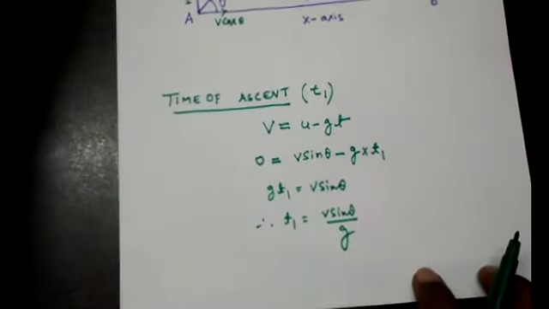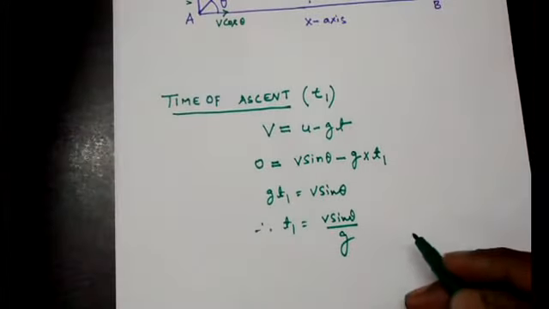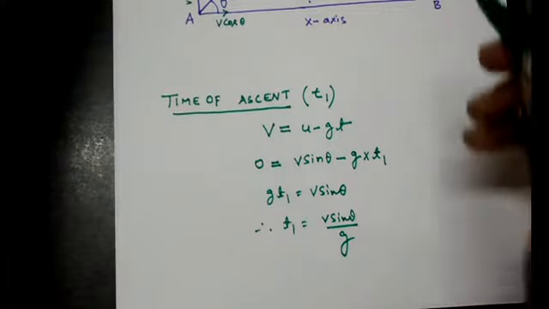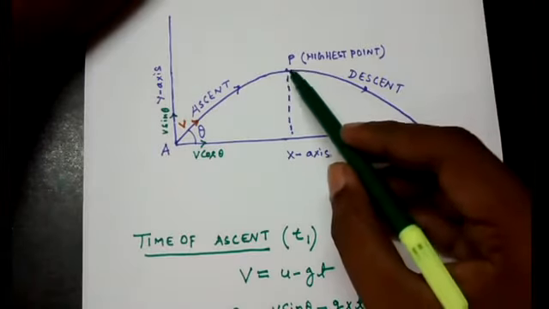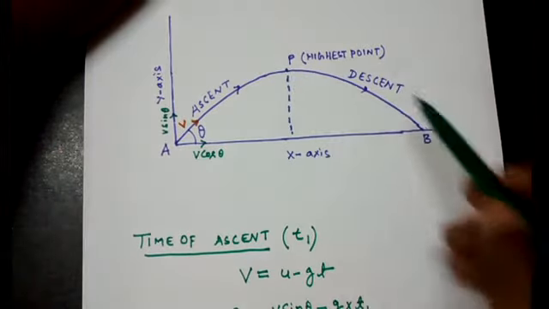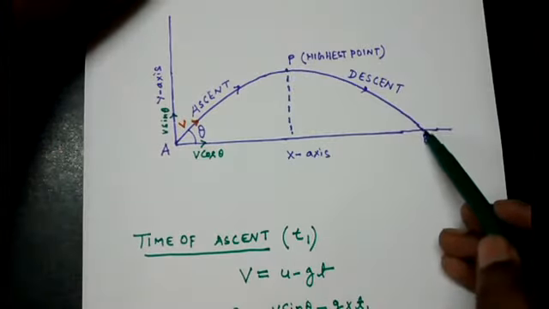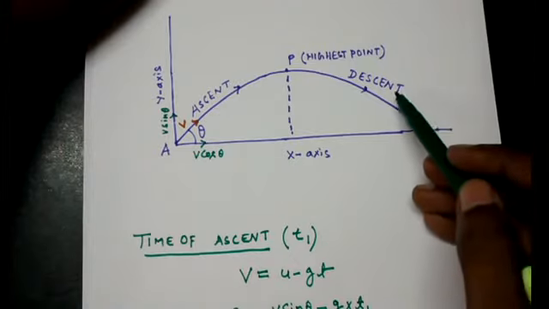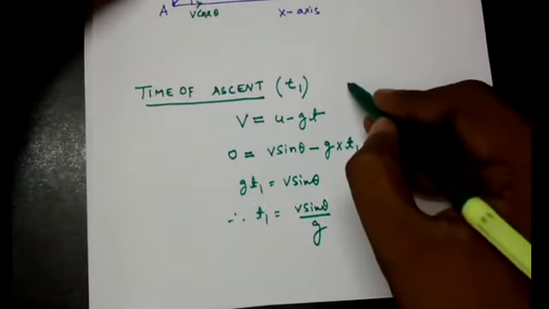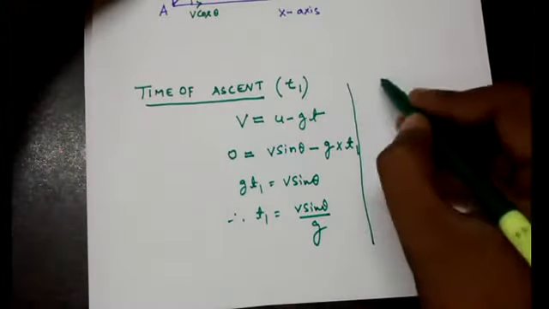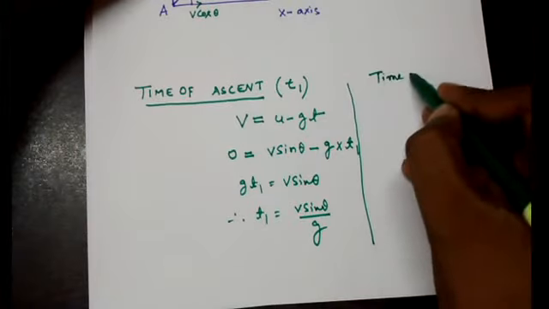Now we will again find an expression for the time taken by the object to reach from point P, that is the highest point, to the point B, that is the point of striking. So we will find the time of descent in a similar way. Here I am making a small separation: time of descent.